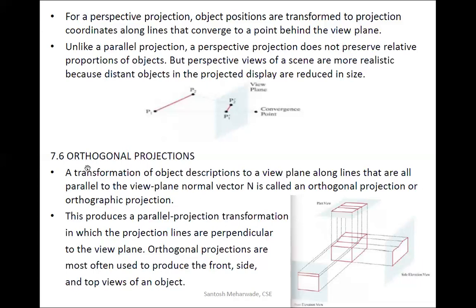Let us understand in detail these orthogonal projections, or what we call parallel projections. A transformation of object description to the view plane along lines that are parallel to the view plane normal vector n is called orthogonal projection or orthographic projection. What is the meaning of this? Here, parallel projections are nothing but orthogonal projections.